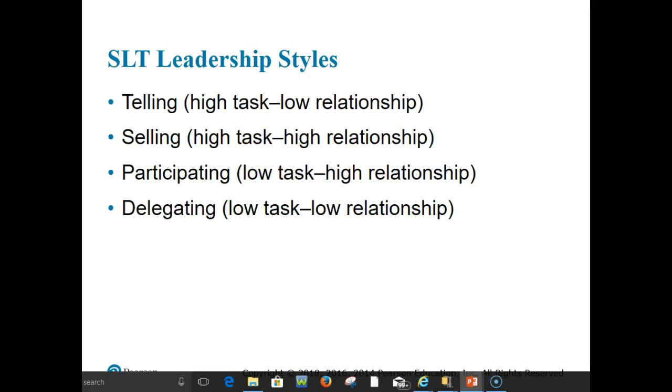Delegating, the low task to low relationship. And that is the leader provides little direction or support. And this you can kind of do with most of your seasoned employees who have a high level of competence, high level of commitment. You can just delegate. Like I said earlier, it's all about staying away from micromanaging. You do not want to take the wind out of people's sails.